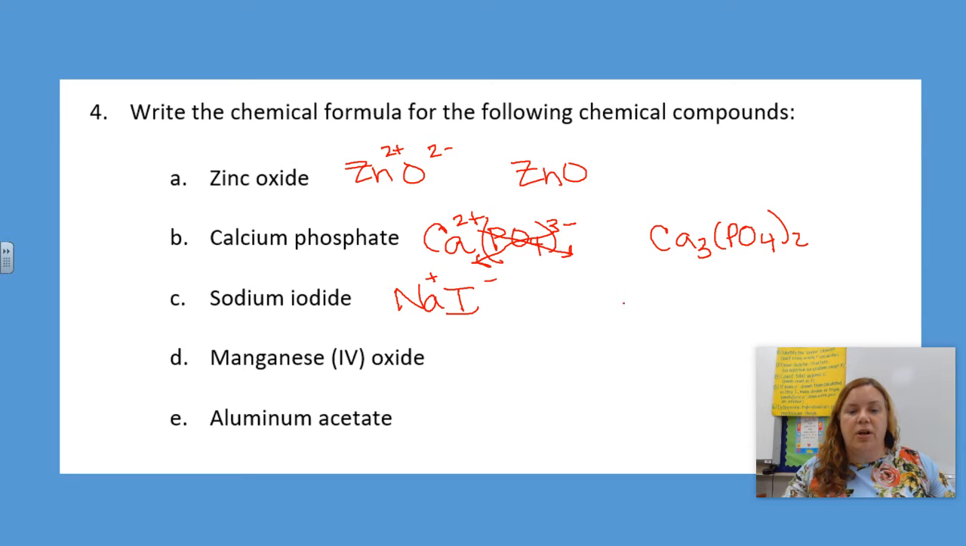Sodium iodide, we have sodium and iodine. Sodium has a +1 charge. Iodine has a -1 charge. Crisscross, and we just get NaI.